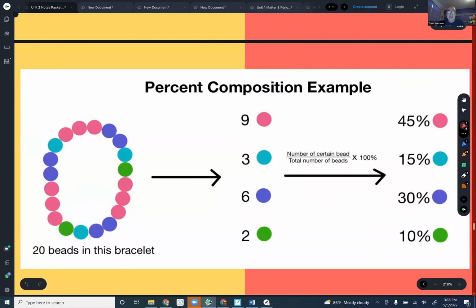If we were talking about this bracelet, what is the percentage of green? Well, there are 20 beads in this, so we would do the math. We would take 2 divided by 20, and that would give us 0.1. We multiply by 100, and that's where we get 10%. Same thing for any of the other pieces. We would do the exact same formula. For the pinks, it would be 9 divided by 20, and that's 0.45. You multiply it by 100, and you get 45%.